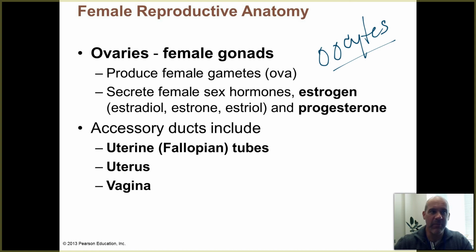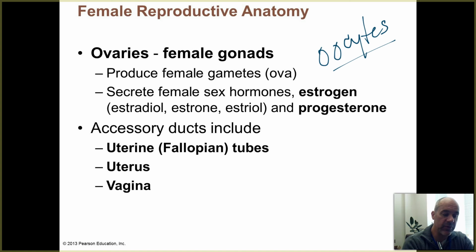So there aren't very many fully formed ova that develop in a female. You've got to have fertilization by a sperm to make that happen. So because of that, most of the time we're going to be talking about these cells that lead to ova, and those are called oocytes.